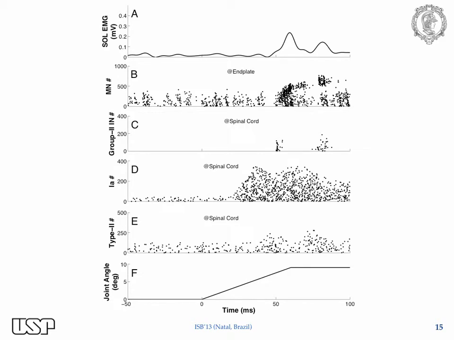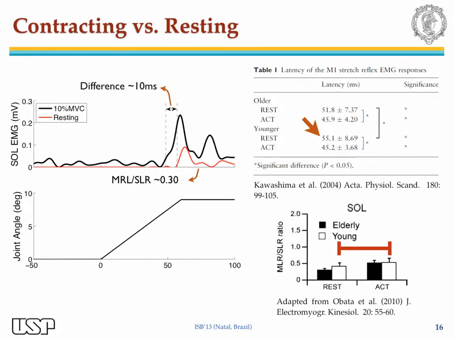And here you can see the neuronal spike trains of each element of the model. You can notice that the SLR is generated by the activity of 1A afferents, which excite the motor neurons earlier than group 2 interneurons. However, the MLR is generated by an interplay between both 1A and group 2 activities.